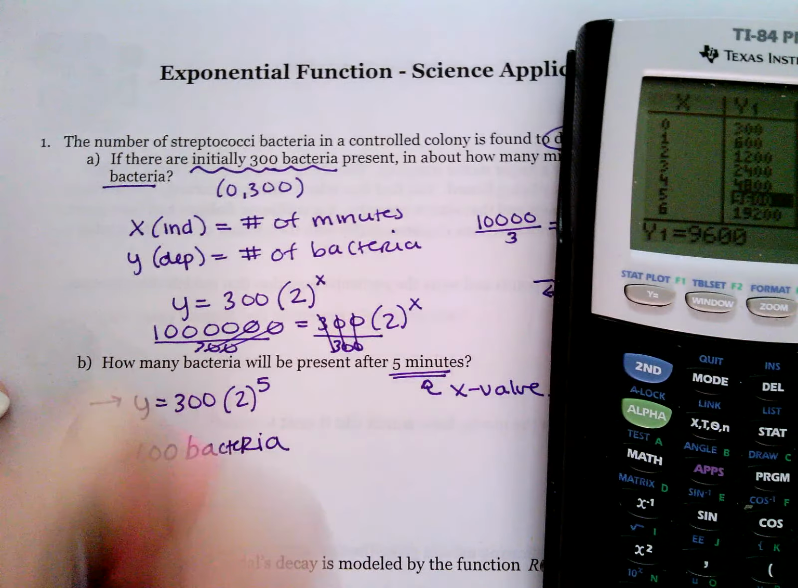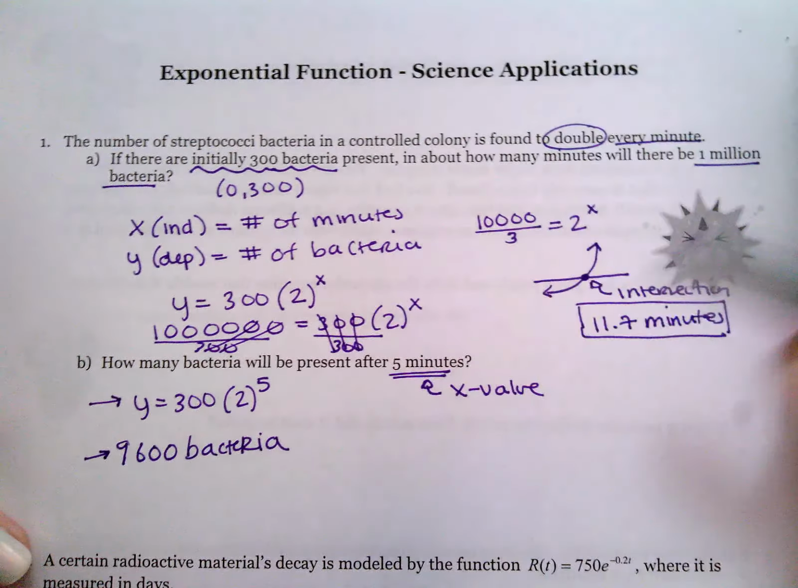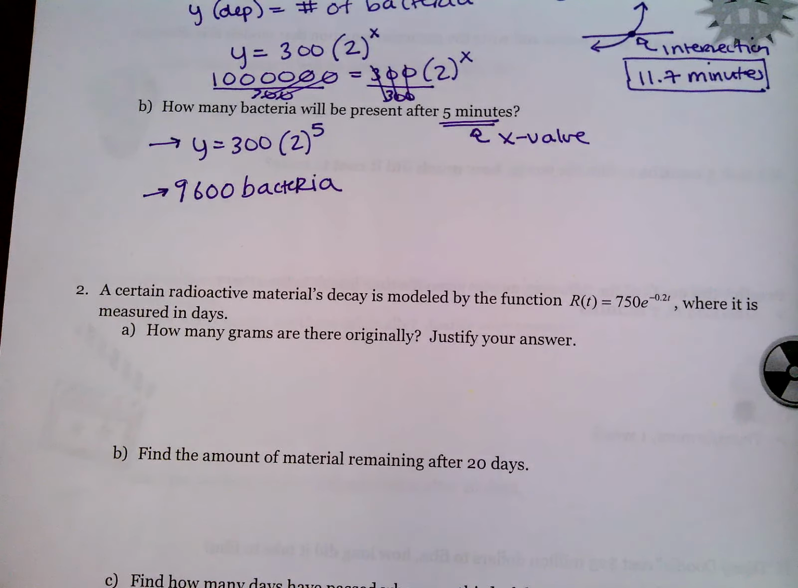A certain radioactive material's decay is modeled by this function. We have not looked at e yet. e is Euler's number. It's kind of like pi. It's an irrational number that is very commonly used. We haven't looked at it, but it's going to work the same. It's just an irrational number, like using pi. It's about 2.71. So 750 e to the power of negative 0.2t.